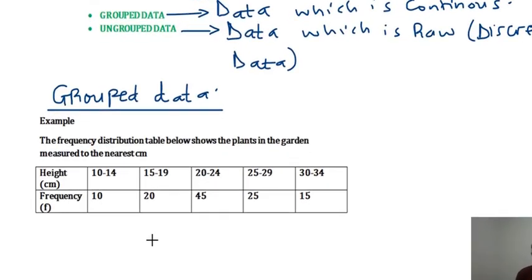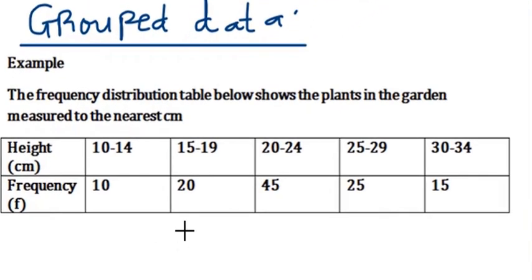So an example of grouped data is here. The frequency distribution table below shows the plants in the garden measured to the nearest centimeter. We can see that this data here is in classes. The classes are 10 to 14, 15 to 19, 20 to 24, 25 to 29, 30 to 34. Now remember, we say that grouped data is supposed to be continuous data.